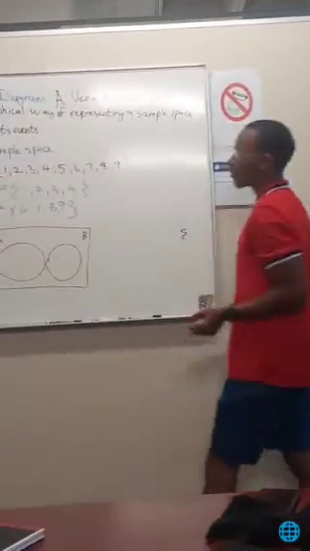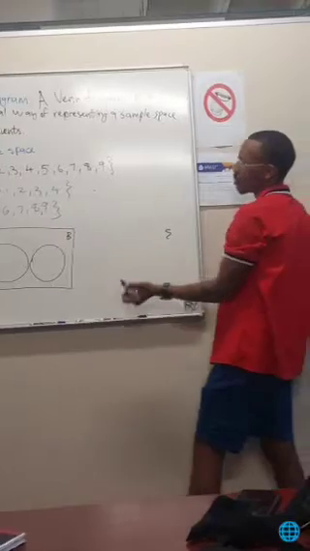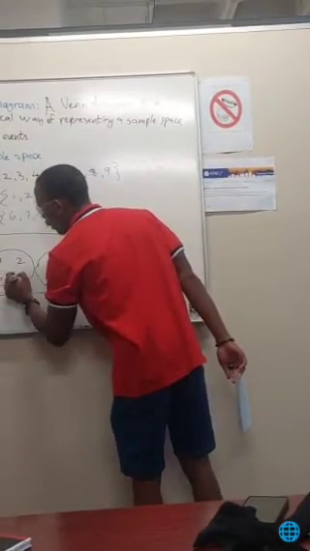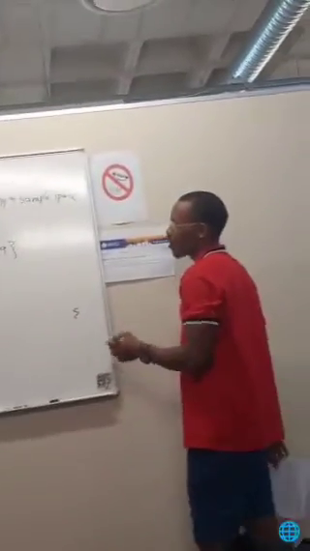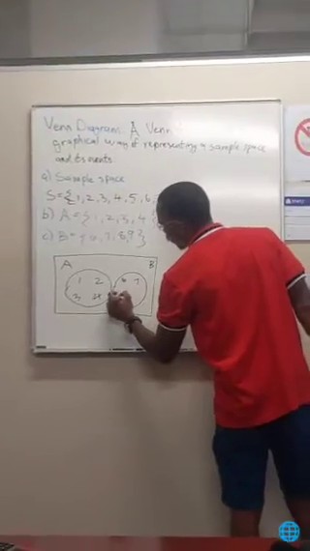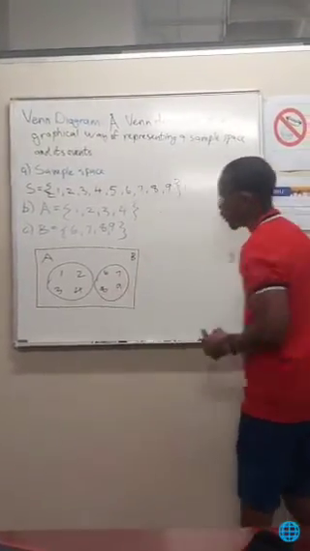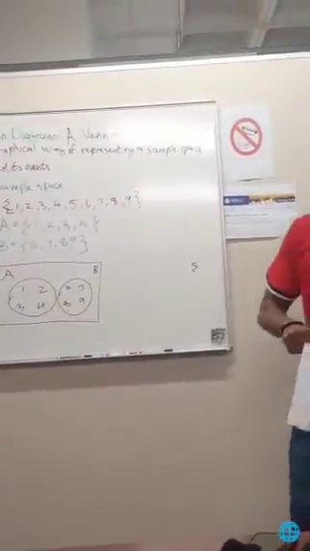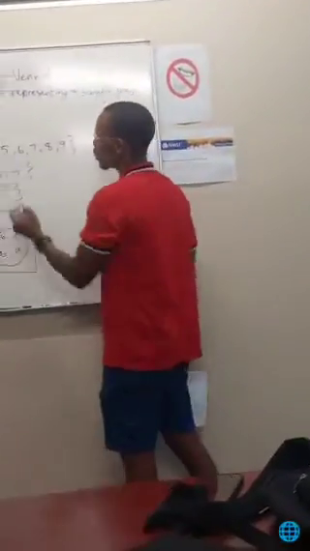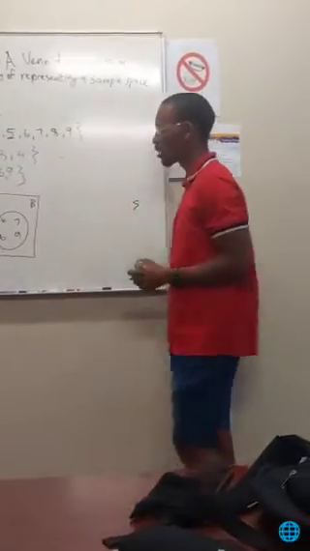What numbers do we have in event A? This is event A. We have 1, 2, 3, and 4, right? And then in event B, it's 6, 7, 8, and 9. But now, there's one number missing from both of our events. Which number is it? Number 5, right?